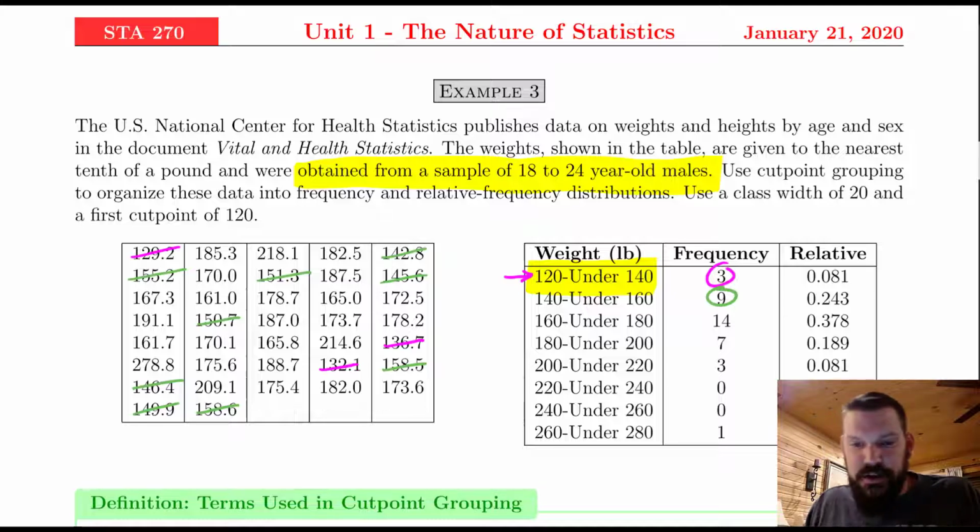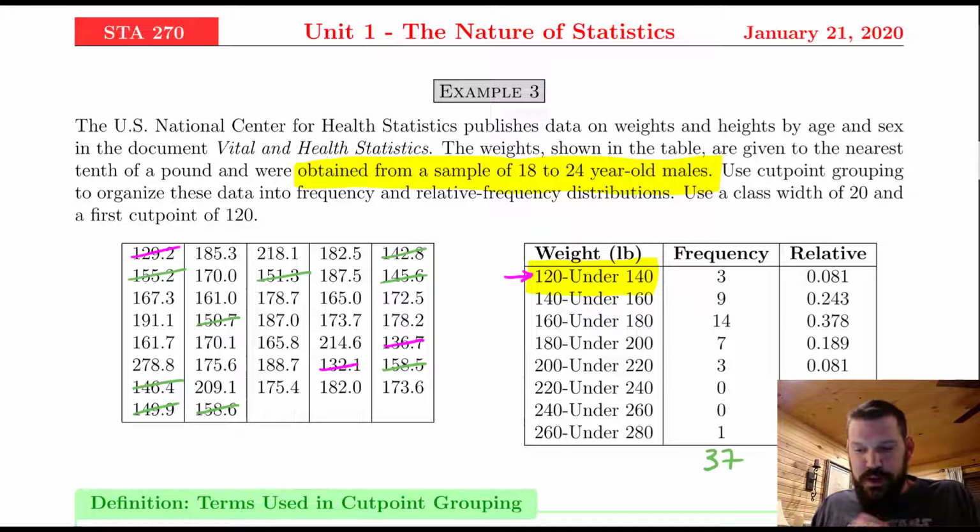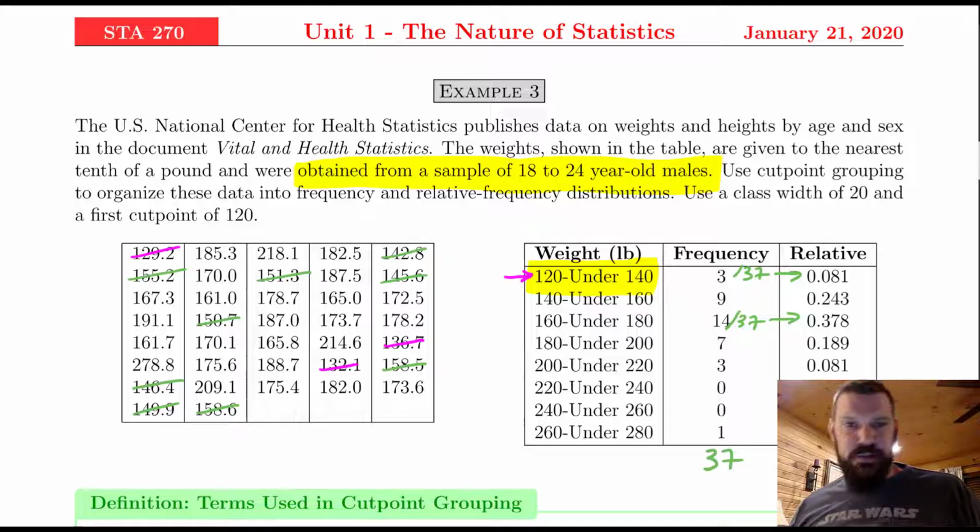We'll generate our frequency values, and then we would also have our relative frequency by adding up the total in the frequency column. 3 plus 9 is 12, plus 14 is 26, plus 7 is 33, plus 3 is 36, plus 1 is 37. So we have 37 data points in this particular table, and so we would take 3 divided by 37, and that gives us our relative frequency. Go on down the list, divide everything by 37, and you get our relative frequencies.